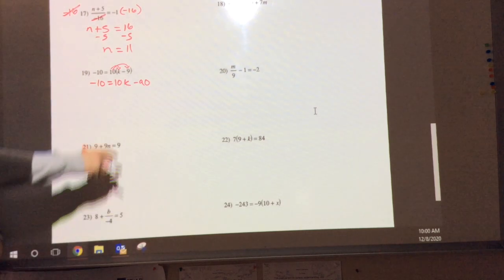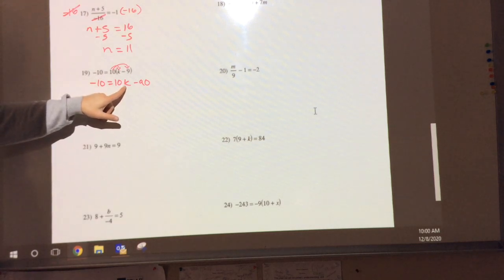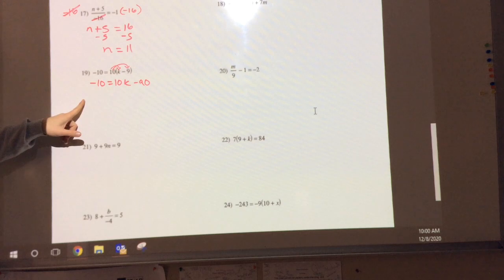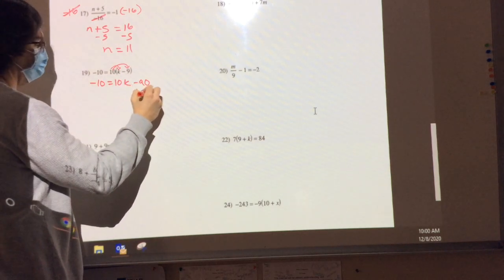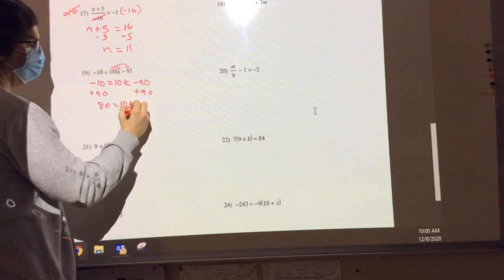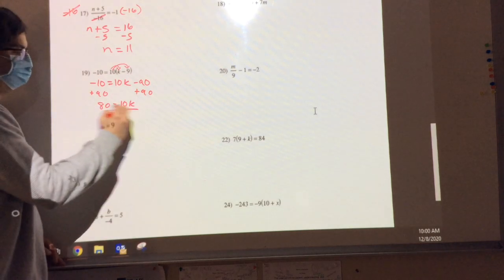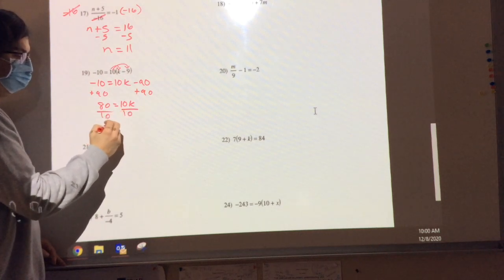What do I do next in this problem? Isaac. Subtract 10 and 90 by 10. Almost. Think about it backwards. I want to get k by itself, right? So I want to add 90 to both sides. But you were right there, though. Then I get 80 is equal to 10k. And what's my final step here, Addison? You're going to subtract 10 from both. No, not subtract. Divide 10 from both. Divide, good. 8 equals k.